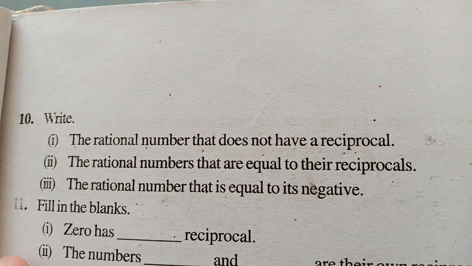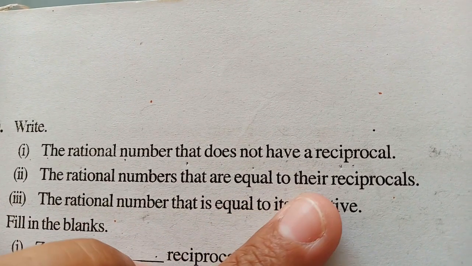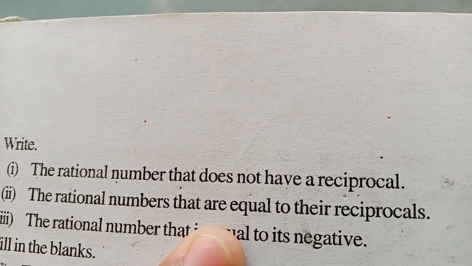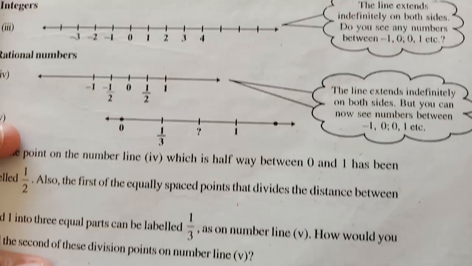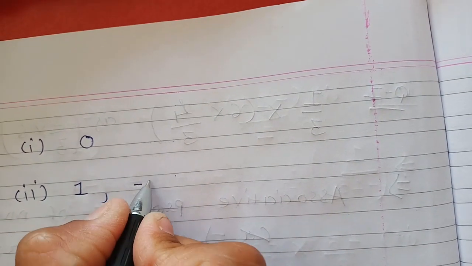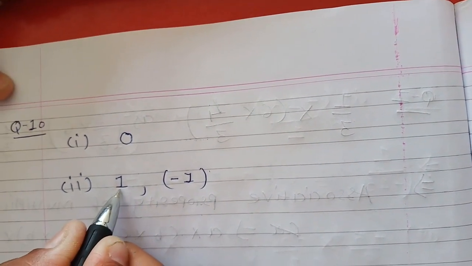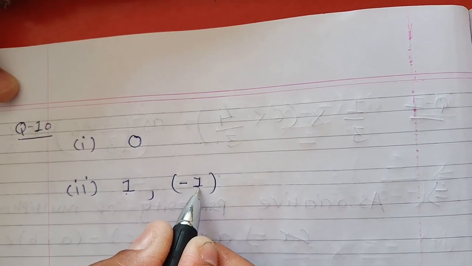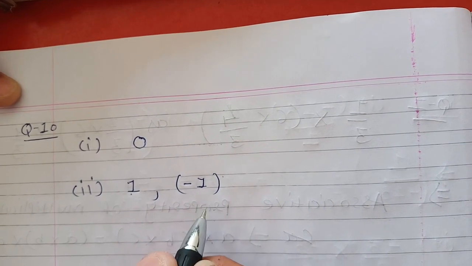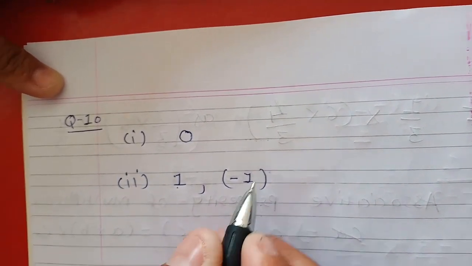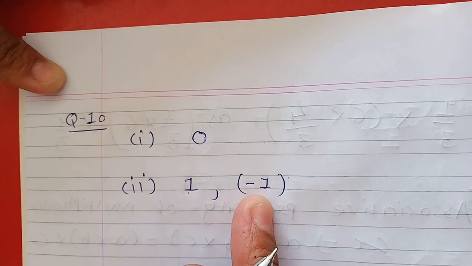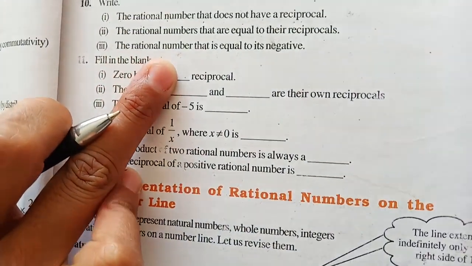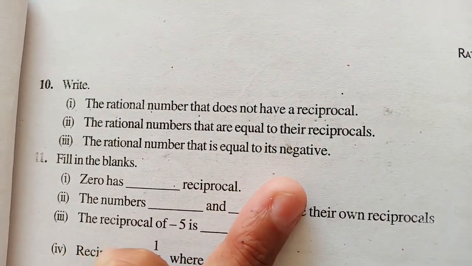After that, the second part: the rational numbers that are equal to their reciprocals. We have to write rational numbers that are equal to their reciprocals. So which numbers are there? First 1, and second -1. For 1, its reciprocal is 1 upon 1, the same answer. Same here, for -1, 1 upon -1 gives -1 only. So both numbers give the same as our answer.